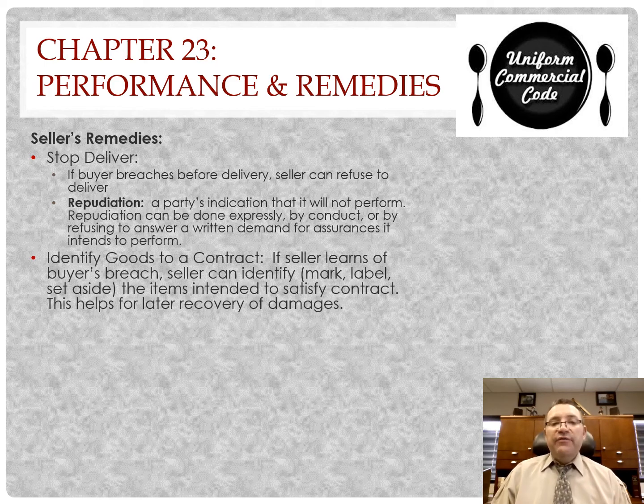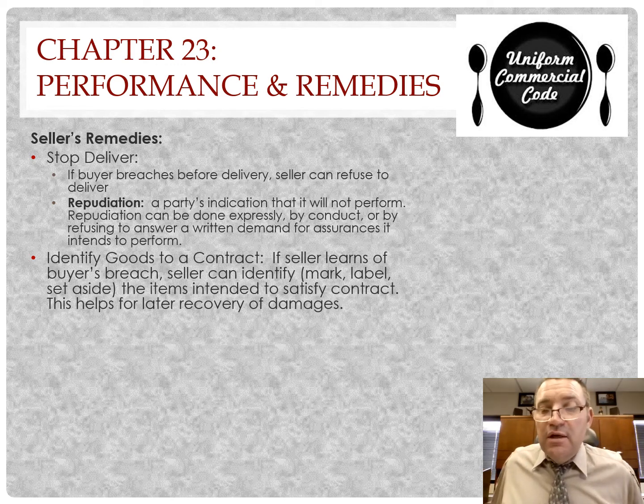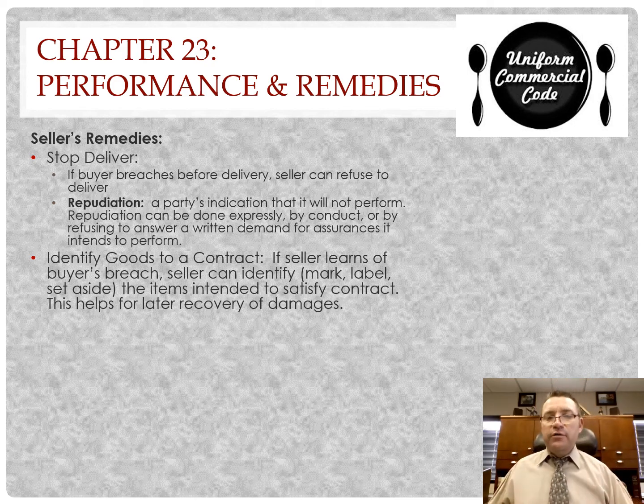All right. Identify goods to the contract. If a seller learns of a buyer's breach, the seller can identify, mark, label, and set those goods aside. And this happens more often than you think. It makes it easier later on to determine things, because, for example, I may have a duty to mitigate. Say those items I mark are the tires that Les Schwab is going to purchase from us at $50 a tire. I mark those, and then it's my duty to mitigate.